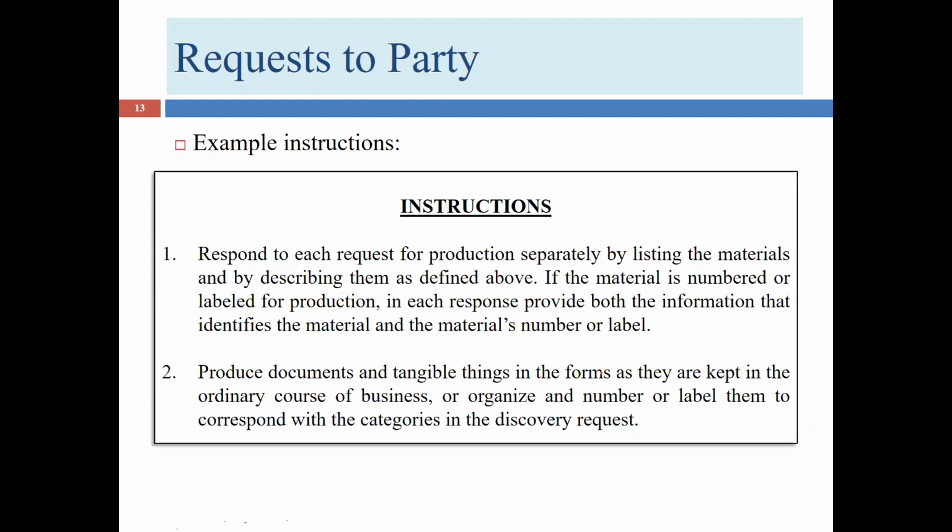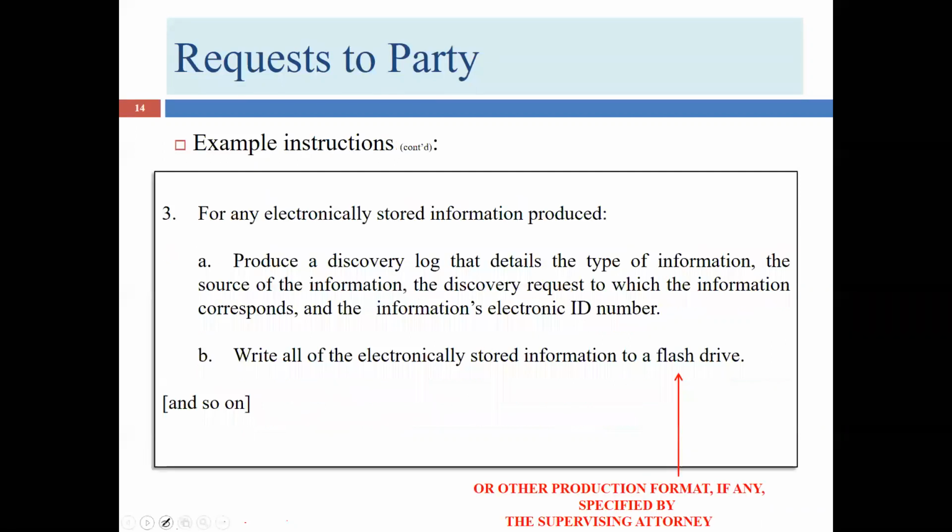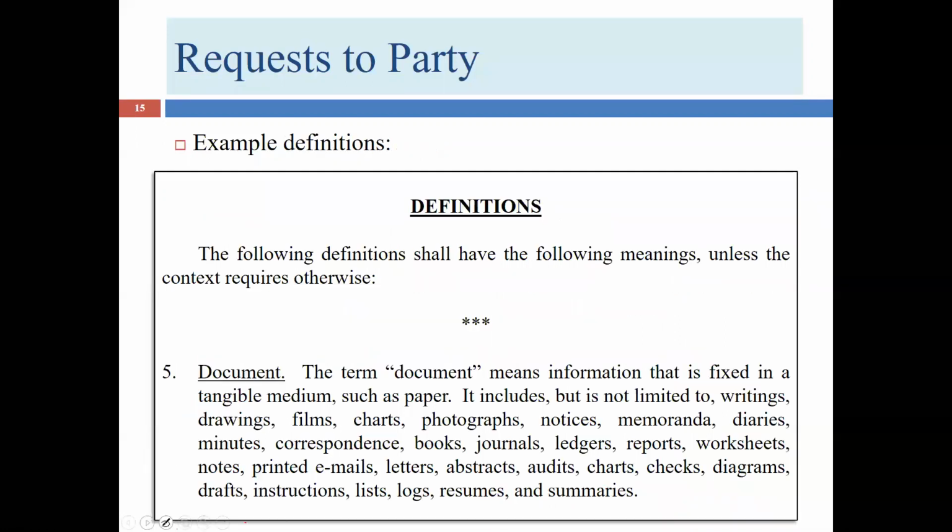Produce documents and tangible things in the forms as they are kept in the ordinary course of business, or organize and number or label them to correspond with the categories in the discovery request. So in this situation, we're giving the option to the person who's responding to the request. And again, more specifics about how this will go on. This can go on for quite a while. And again, this is going to be boilerplate. You're not going to be rewriting this every time. You're going to read it over carefully before you send it to make sure the he should be he, the she should be she, and all the specifics fit together, but you're probably not going to spend a ton of time with your instructions. And then here are the definitions.